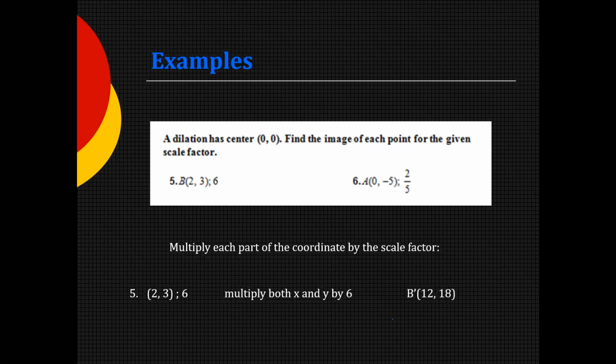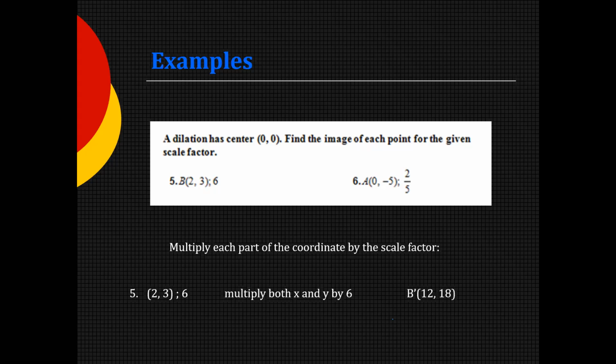It's 12. Remember, a point has two numbers, an x and a y. 12, 18. Very good. All right, so you multiply each part of the coordinate by the scale factor. So you see your answer is correct, 12 and 18.